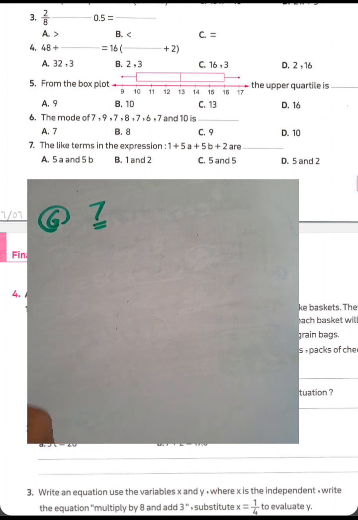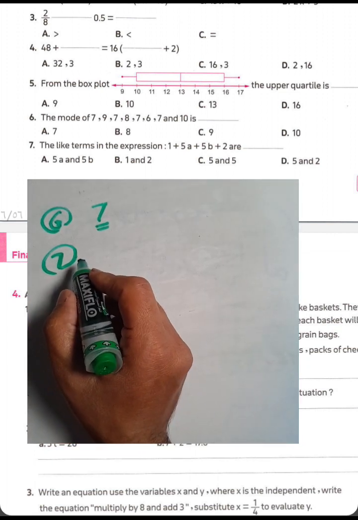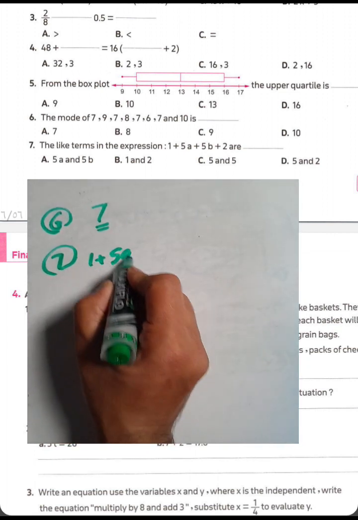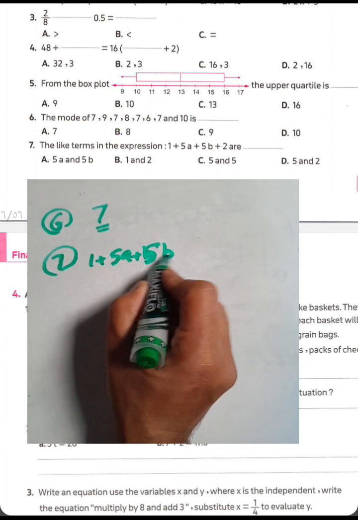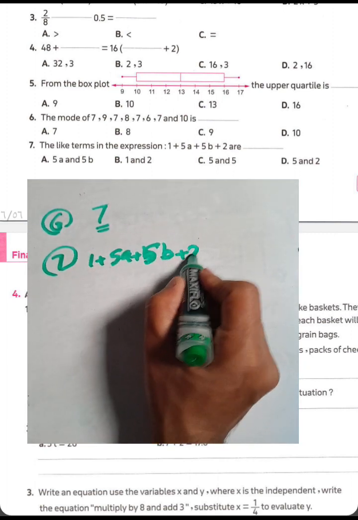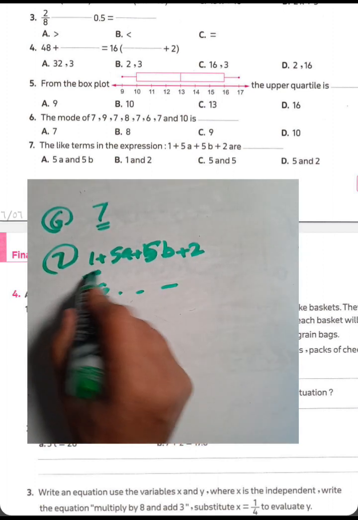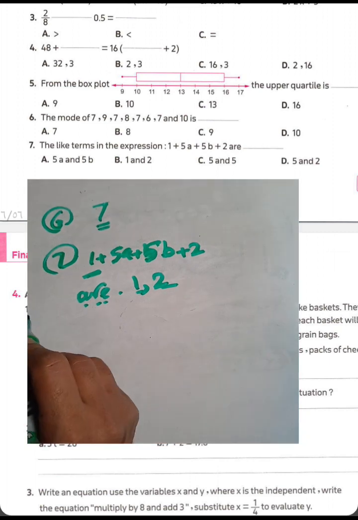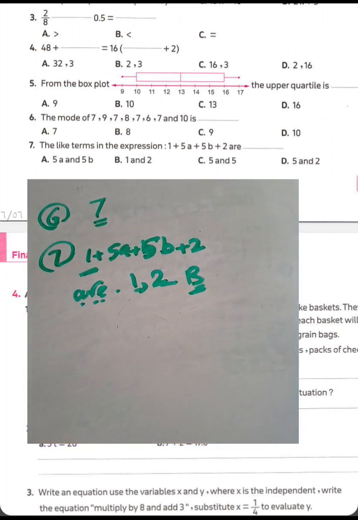Question number 7. Like terms. The like terms in the expression 1 plus 5a plus 5b plus 2r. You want to find the like terms, they will be 1 and 2. Choose letter B. Okay, those are the like terms here.